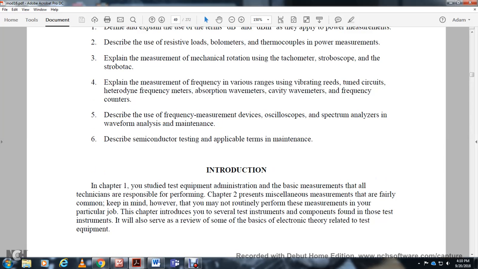Introduction. In this chapter, you will be introduced to the basic measurements that technicians are responsible for. Chapter 2 presents the miscellaneous measurements that are common to keep in mind. However, you may not routinely perform these measurements in your particular job. The chapter covers several test instruments and the components found in those instruments. You may also want to review some of the basic electronics theory related to the test equipment.